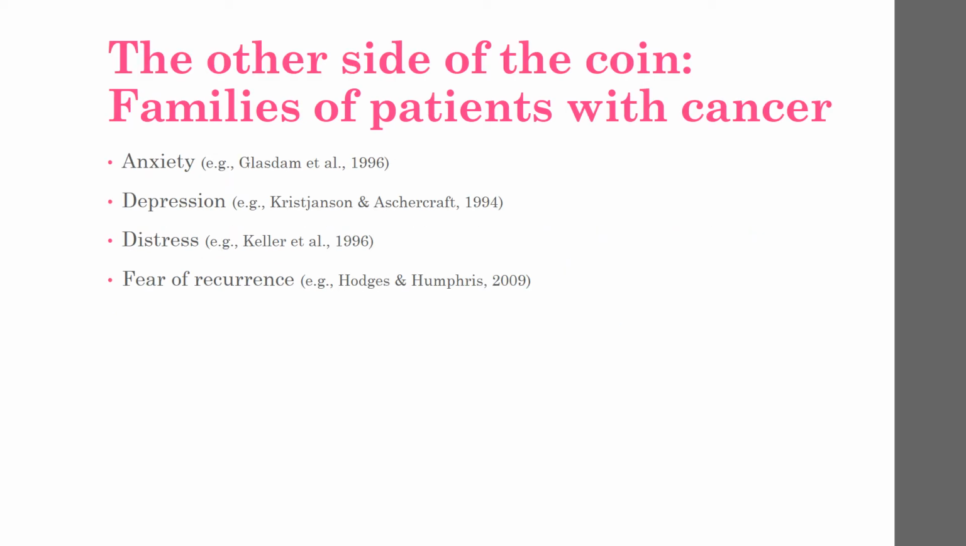Now, the other side of the coin is the families. Just as patients experience a lot of psychological distress due to cancer, so do family members. They experience anxiety, depression, distress, the fear of recurrence in the patient, and fear of the fact that they may also get cancer if they're the child of the cancer patient. So there are all these worries that family members go through because they're primary. A lot of them are primary caregivers, right?